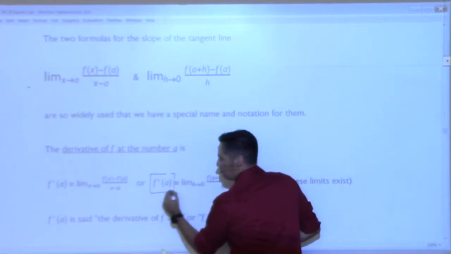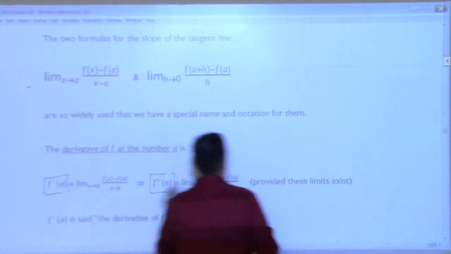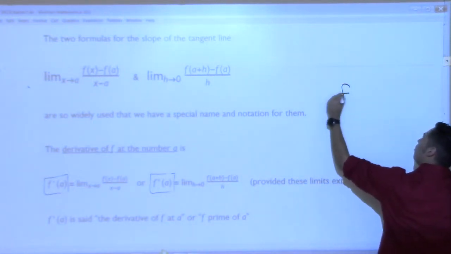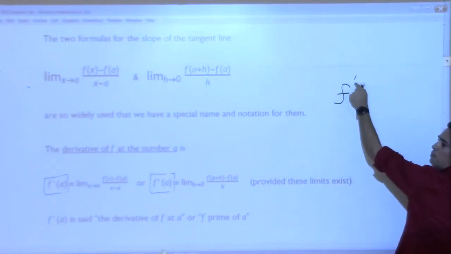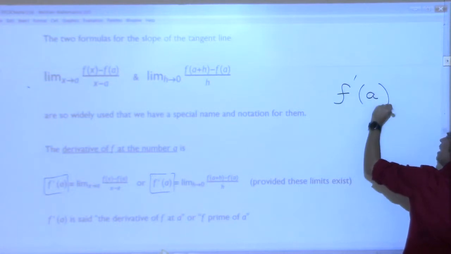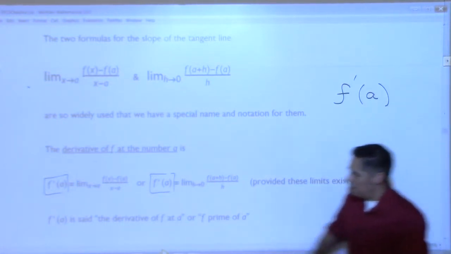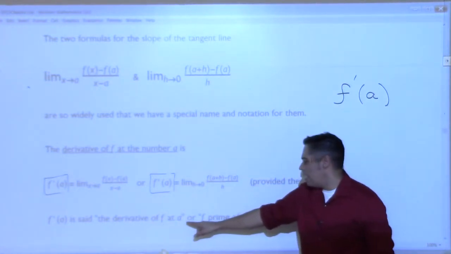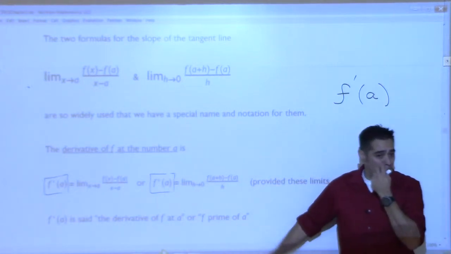This is the notation we use right there. It's f with the prime, that we call the prime symbol, f prime of a. It's the way you say that: the derivative of f at a, or you could say f prime of a.